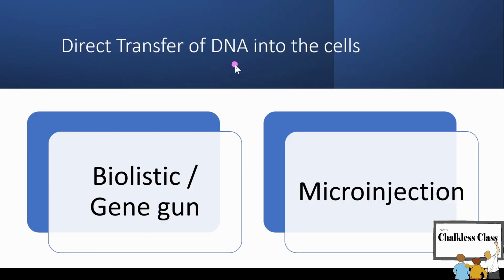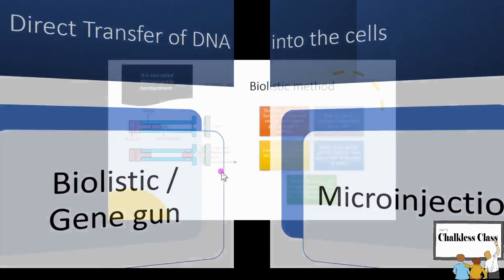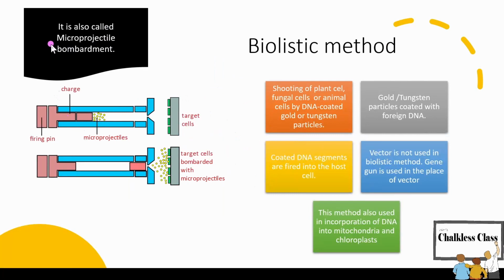Direct transfer of DNA into the cells. There are two methods here: the biolistic method or gene gun, and microinjection. In this direct transfer of DNA, vectors are not required in transferring the gene of interest into the host cell. First, we'll discuss the biolistic method or gene gun method. This is also called microprojectile bombardment. The biolistic method is also called microprojectile bombardment.